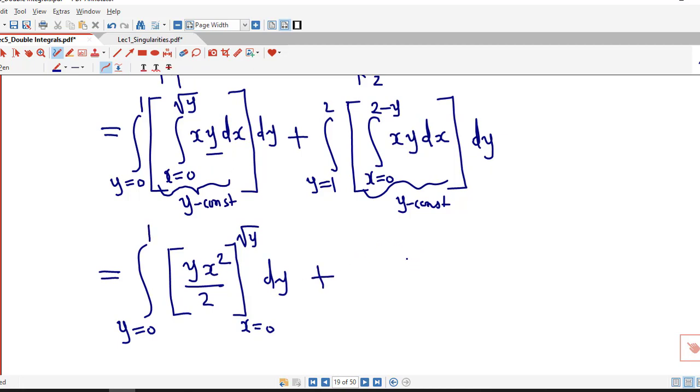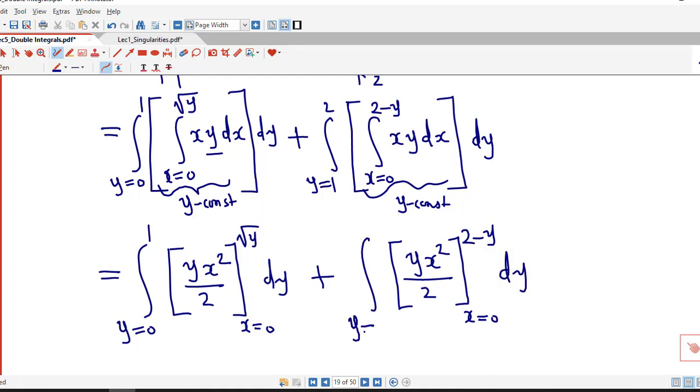Here also the integral is the same, the function is the same, y into x square by 2, but here the limits of x are different. Here x is from 0 to 2 minus y, and after putting the limits we will integrate with respect to y from 1 to 2.